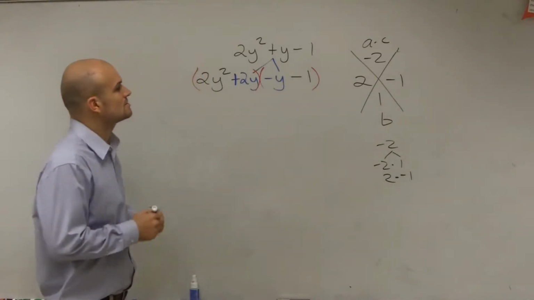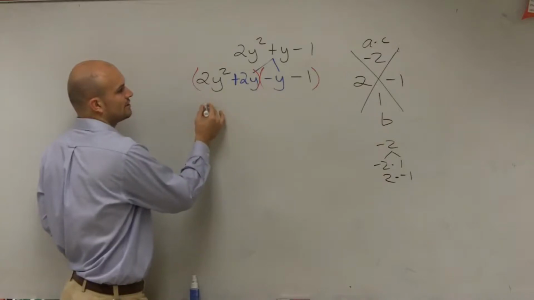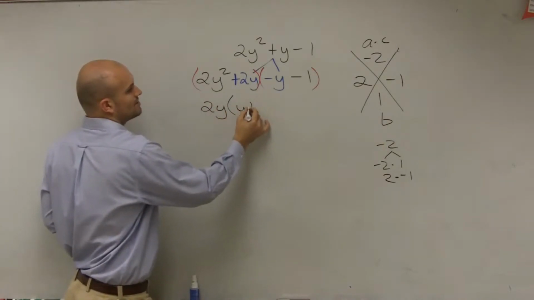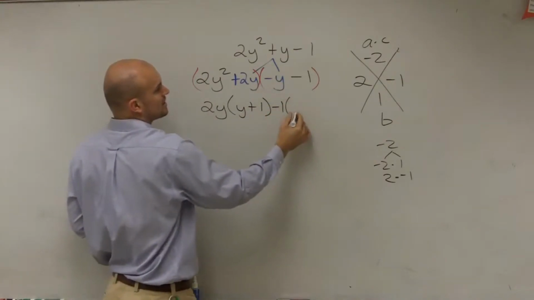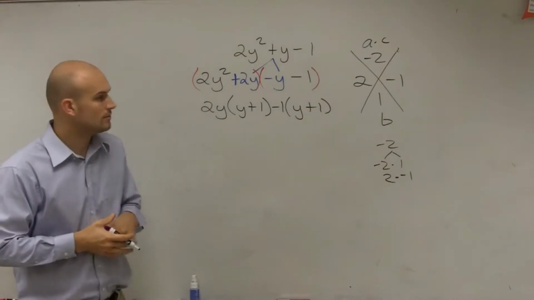So now I'm going to say, what can I factor out of here? You can factor out a 2y, which leaves you with a y plus 1. And here I can factor out a negative 1, which is going to leave you with a y plus 1.